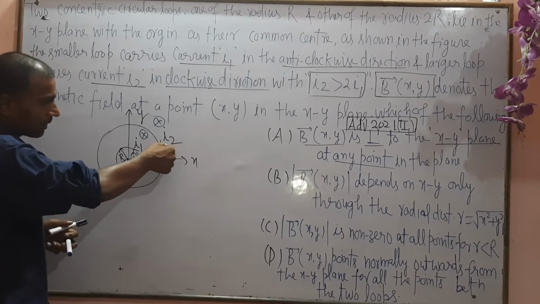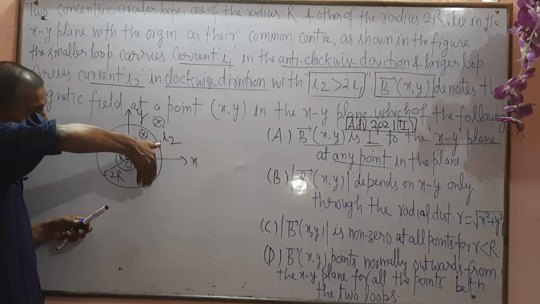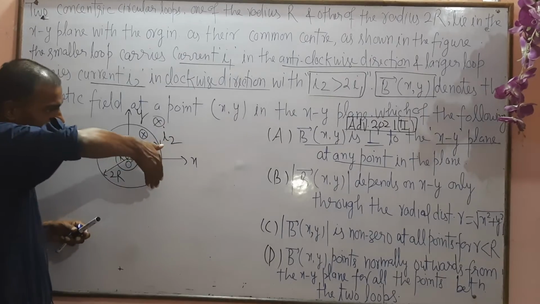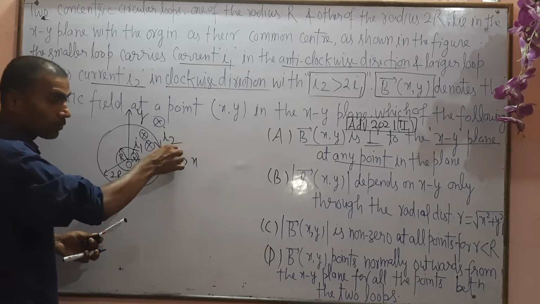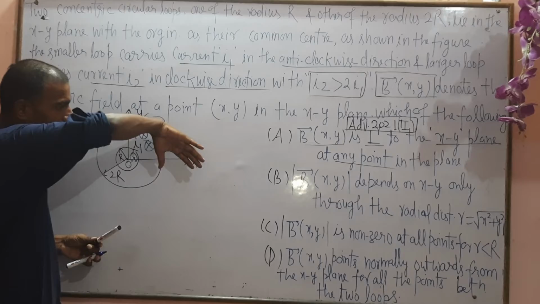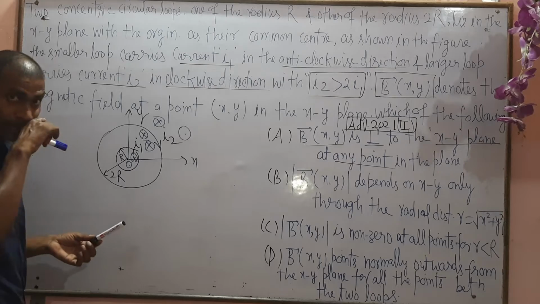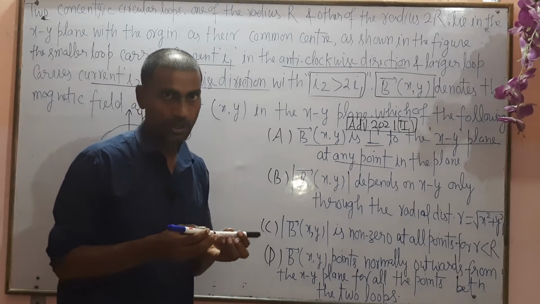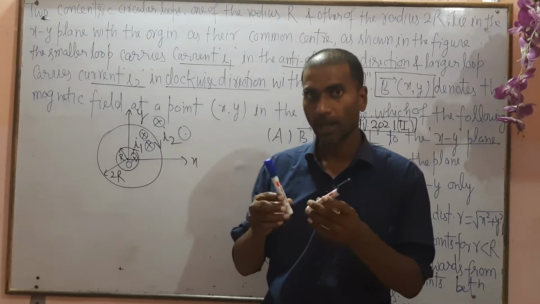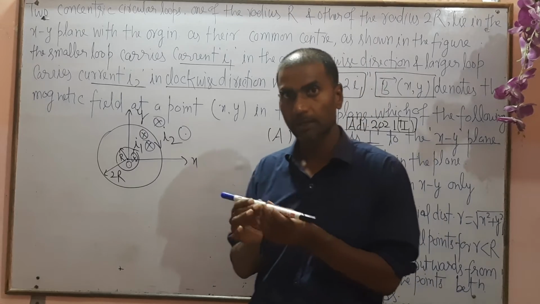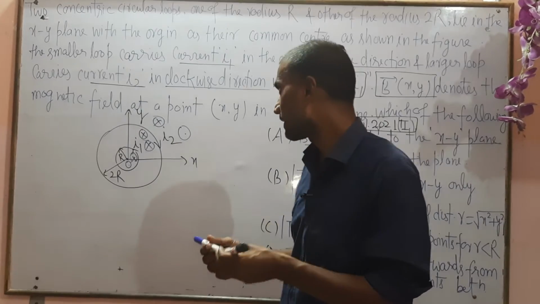Okay, so the direction of the magnetic field due to the bigger circle: this is the inside, this is also inside, and this is also inside. So the direction of the magnetic field will be outside the bigger loop. This is the outside. So if two vectors are opposite or parallel, the direction of the magnetic field will be along those two vectors.